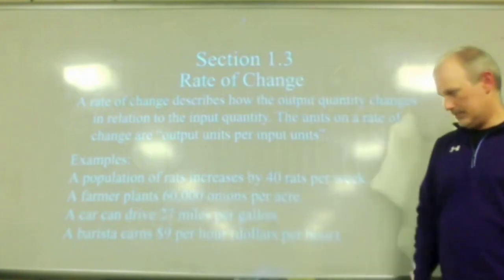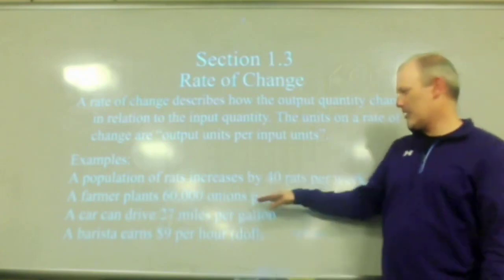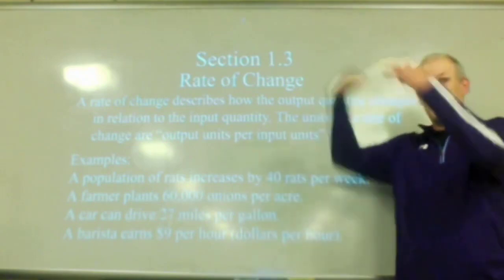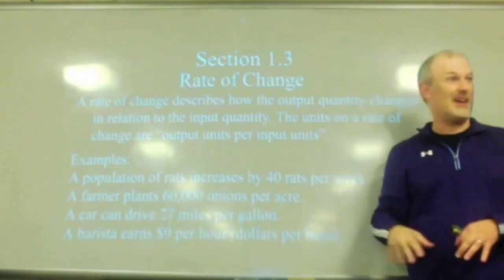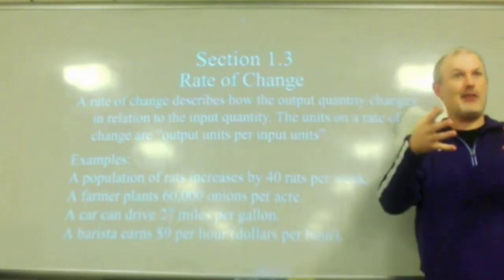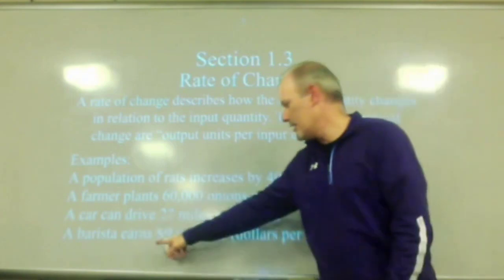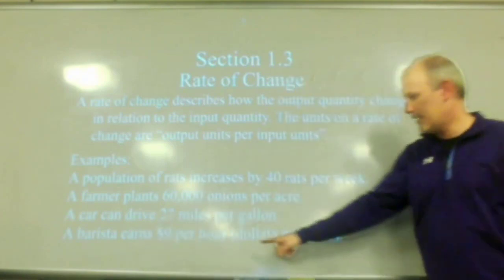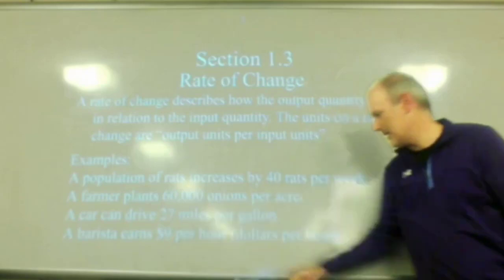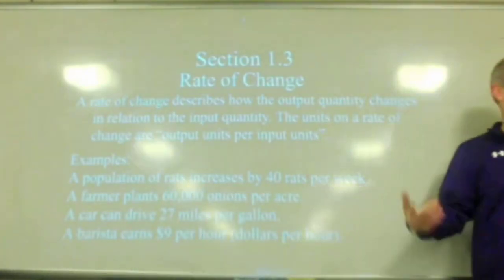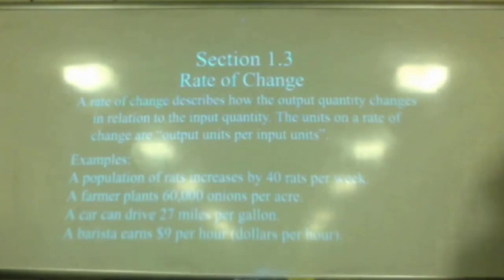Okay. And when you see miles per gallon or onions per acre, it means onions divided by acres or miles divided by gallons. That's how you would see that written. If it's not written with the per, it just means divided by. A barista earns $9 per hour, and that, again, 9 is the rate, and then dollars per hour is the unit. So those are just some examples of rates that you might have experienced already.